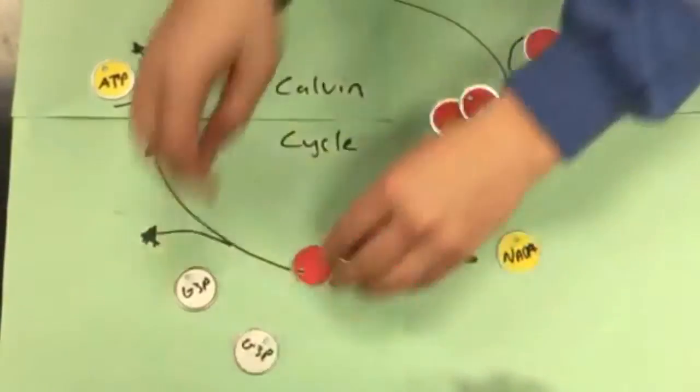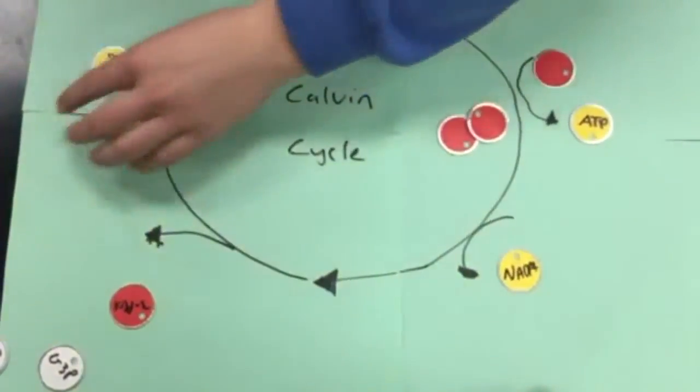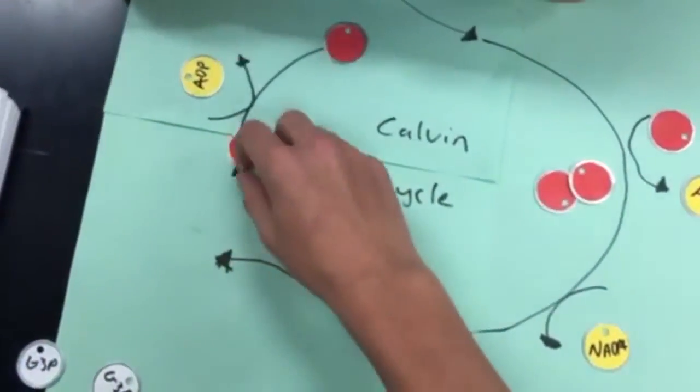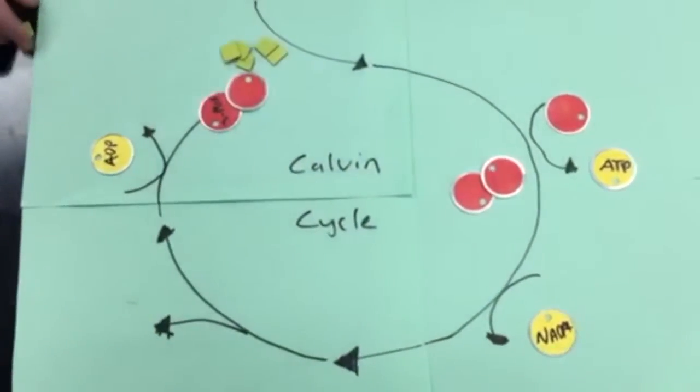2 G3P molecules leave the cycle to be used in the production of glucose. Lastly, Rubisco, an enzyme, converts the remaining 10 G3P molecules into 5 carbon molecules, thus continuing the cycle.